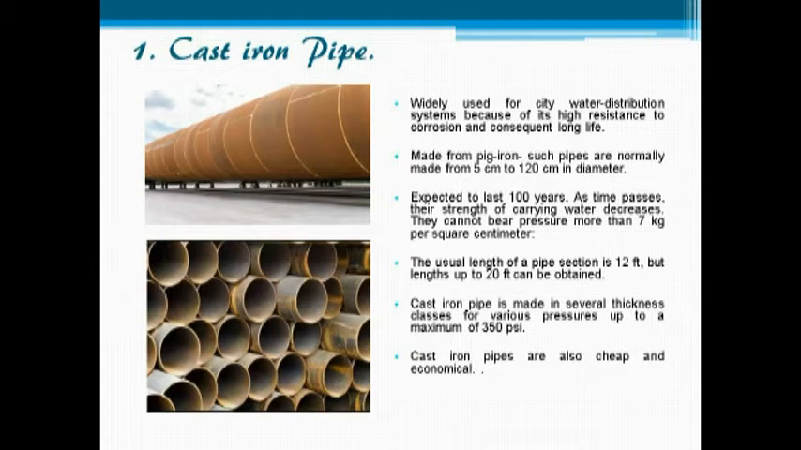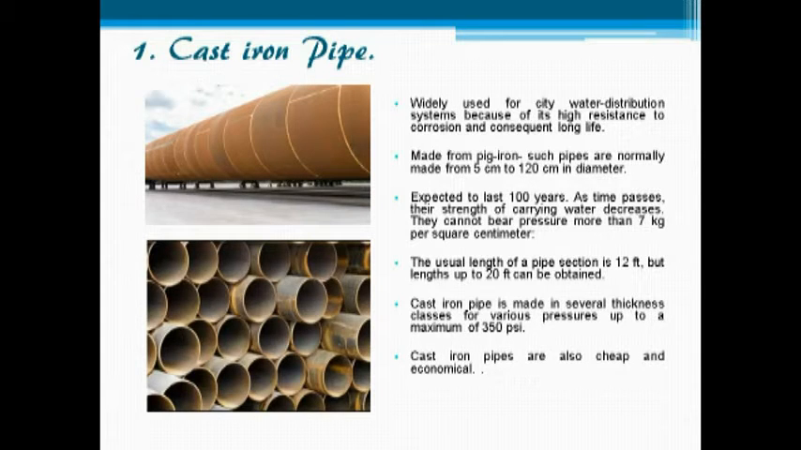Cast iron pipe is widely used for city water distribution systems because of its high resistance to corrosion and consequent long life. It is made from pig iron. Such pipes are normally made from 5 cm to 120 cm in diameter. They are durable up to 100 years of life, but as time passes, their strength of carrying water decreases. They cannot bear pressure more than 7 kg per square centimeter. The usual length of a pipe section is 12 feet, but lengths up to 20 feet can be obtained.